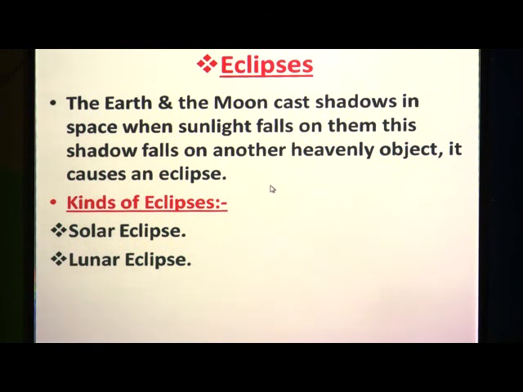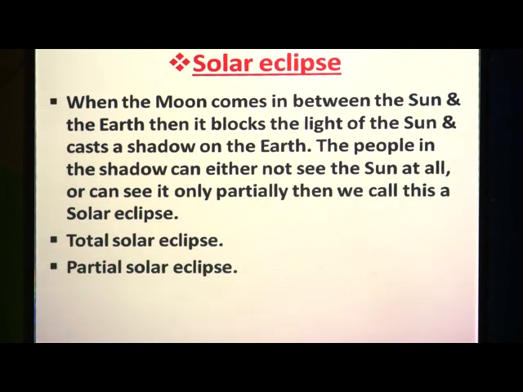According to the position of the earth, sun and the moon, eclipses are divided into two kinds: solar eclipse and lunar eclipse. So first of all, we will see what is meant by a solar eclipse.